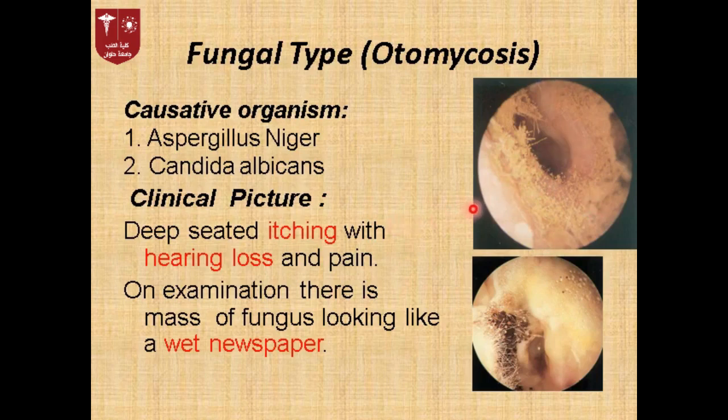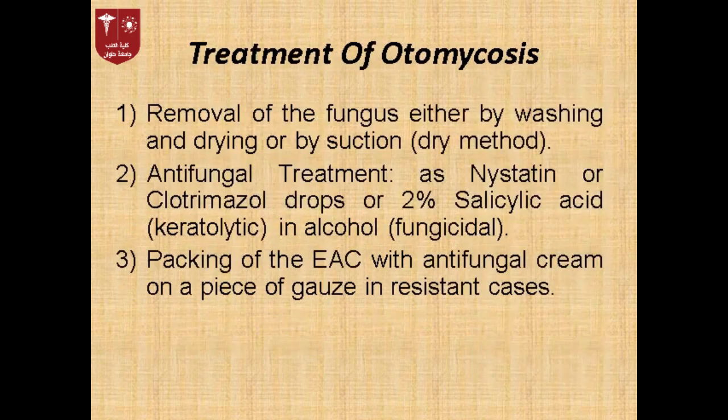On examination, what will you see in a patient with otomycosis? You will see a mass looking like a wet newspaper, with white and black dots. How do we treat a case of otomycosis? First of all, remove the fungal mass from the external auditory canal, either by washing and drying, or better, avoid washing, avoid water, and use suction.